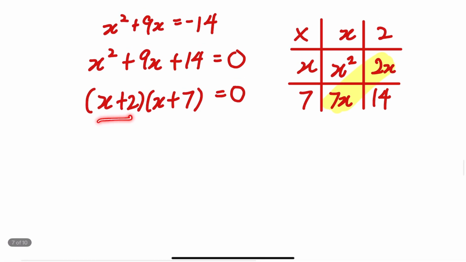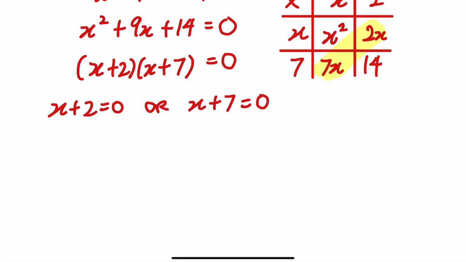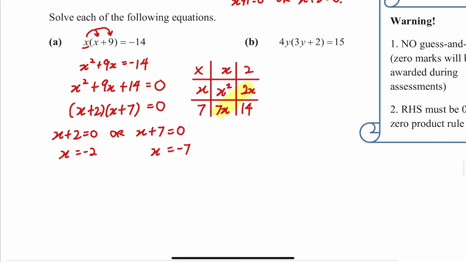Now, I have something times something equals to 0. I can now apply the zero product rule. Therefore, this means that x plus 2 is equal to 0 or x plus 7 is equal to 0. Okay, then I can solve for x. x equals to negative 2 or x equals to negative 7. Okay, and this is for part A.